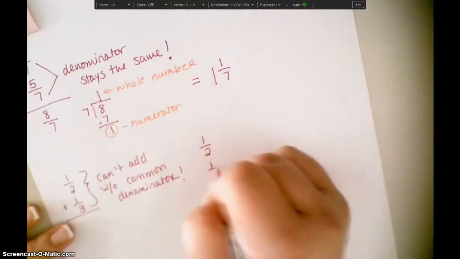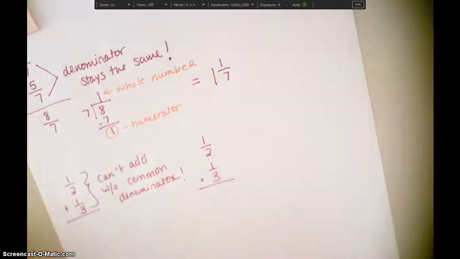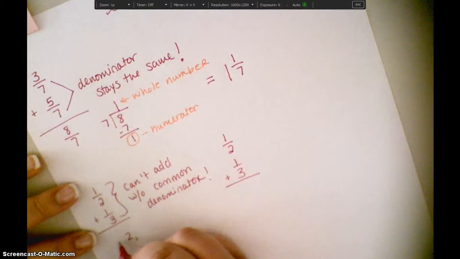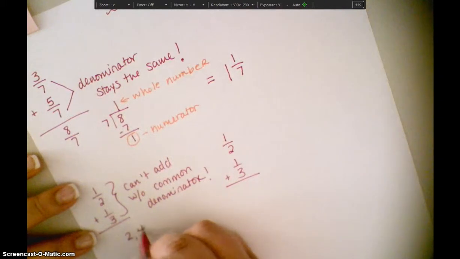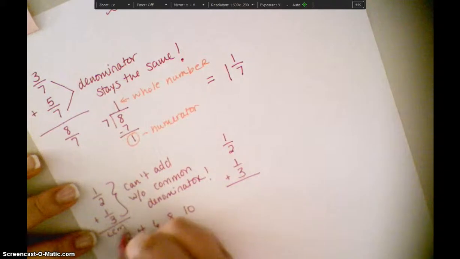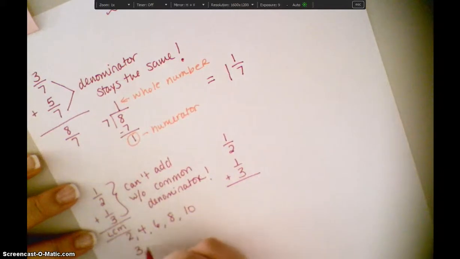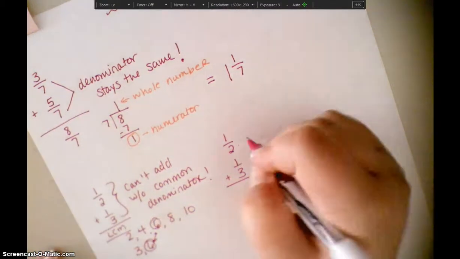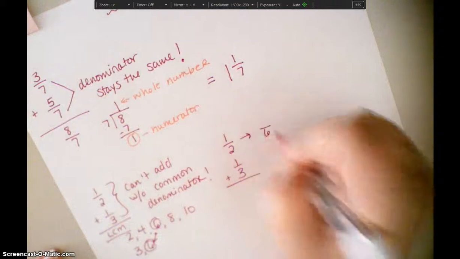So 1/2 plus 1/3. And the best way to find a common denominator is to find the least common multiple of both numbers. Okay, so with 2, I'm going to say the first one would be 2, and then 4, 6, 8, 10, that should be plenty. So I'm finding the least common multiple. Least common multiple is 3, 6. As soon as I get that, I have my least common multiple, and that's what my denominator should be. So I'm going to make my new denominator 6.